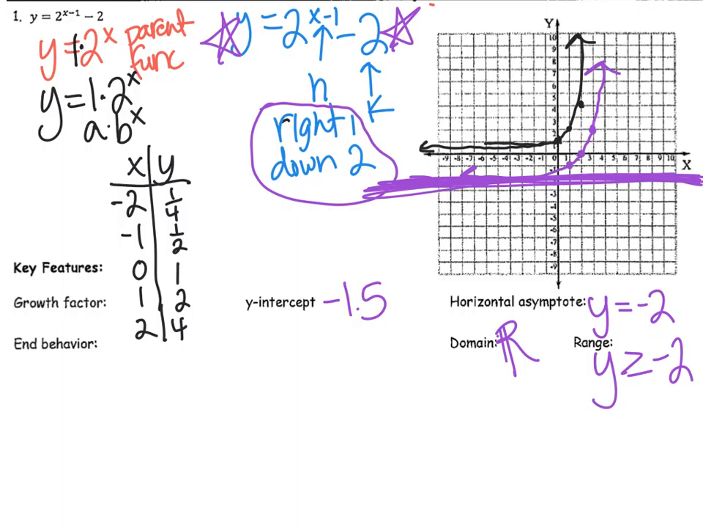Okay? This black table of values was what we did for number 1 on yesterday's lesson. Y equals 2 to the x. So, what I want you to do, let's stop for a second.